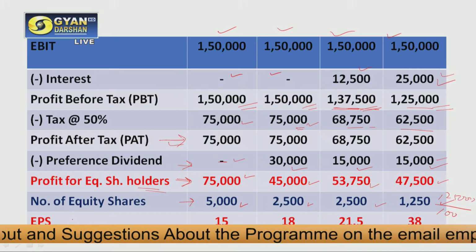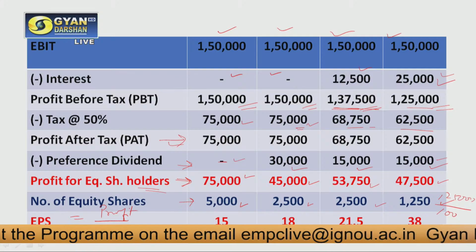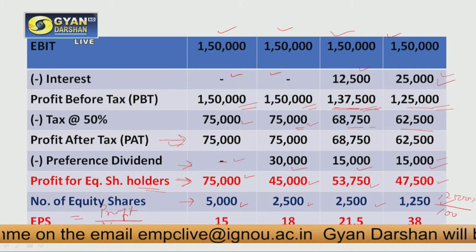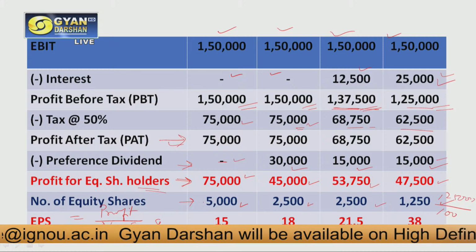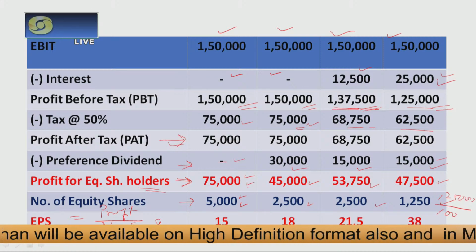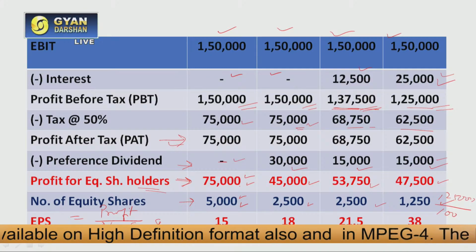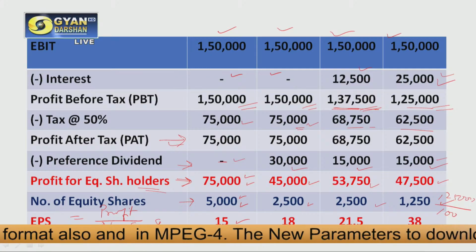And how can we calculate EPS? EPS can be calculated by dividing the profit that is available for equity shareholders by the number of equity shares we are having in the company. So in first case, our number of shares is 5,000 and our profit is 75,000. So 75,000 divided by 5,000, in this case our EPS is rupees 15.